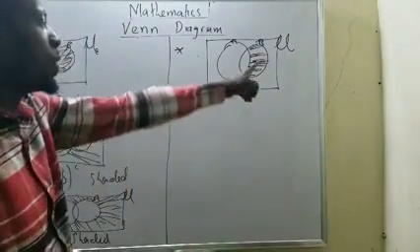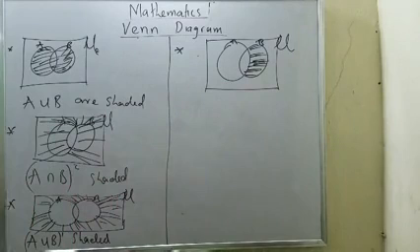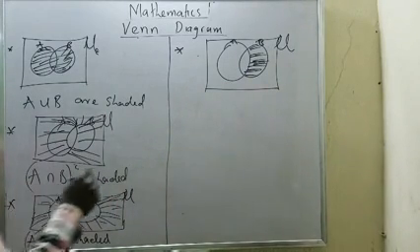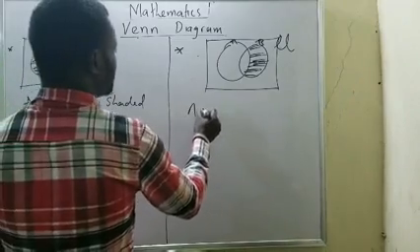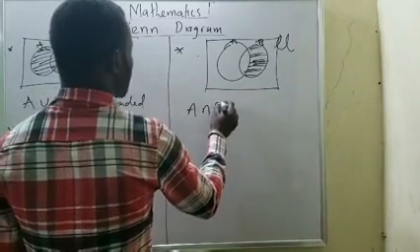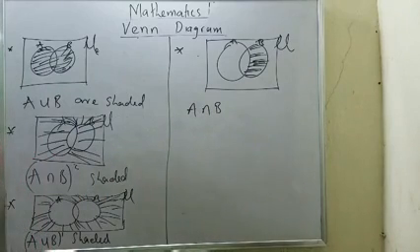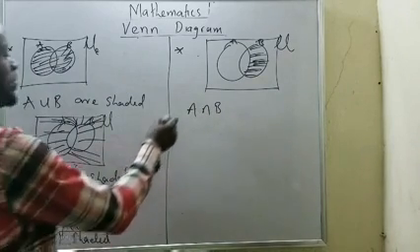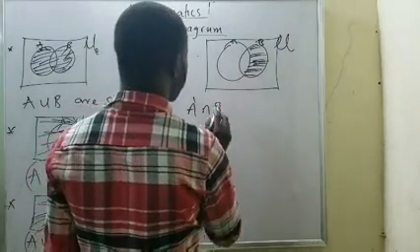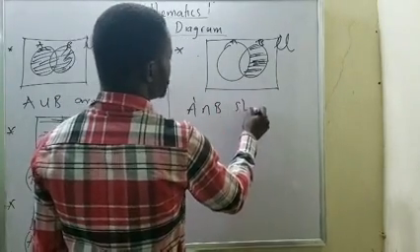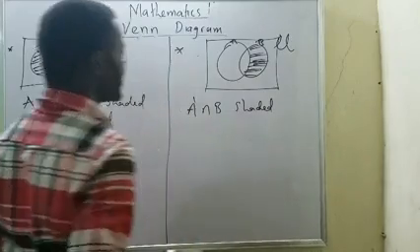We call it B only. Now, B only means that once B only is shaded, it is A intersection B prime. A intersection B prime is shaded.